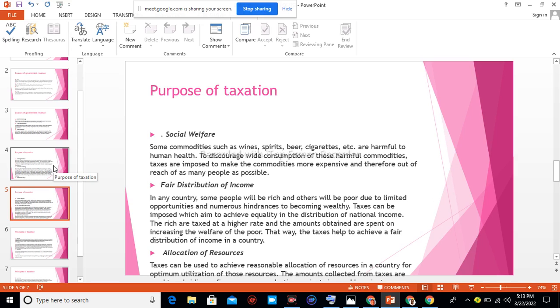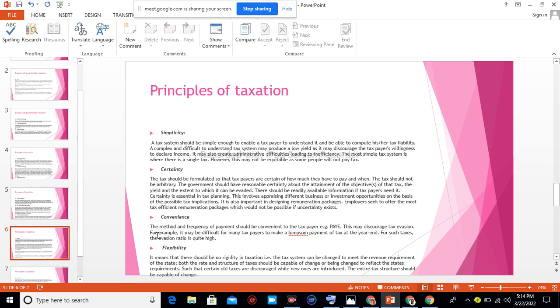Okay, Mutunga, our next objective is principles of taxation. Can you state one or two principles of taxation? Principles of taxation. Okay, can anyone else in the class help me? Okay, no problem. Let me go to the principles.